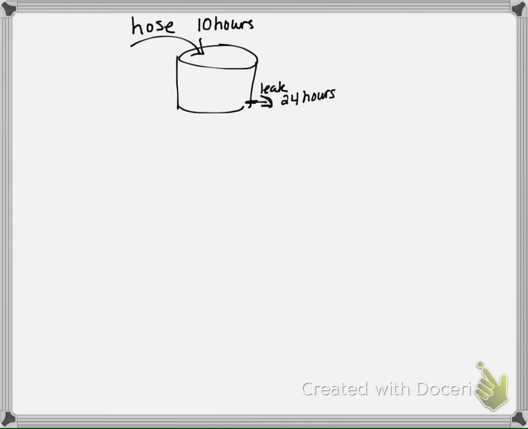Yeah, you're right. So what's the rate of the hose? 1 over 10. And then what do I write? Minus 1 over 24, because that's the leak. And we will know then how long it takes to fill up the pool. So sometimes it's a subtraction if it's working against itself. So I just want to make you aware of how those could be set up.